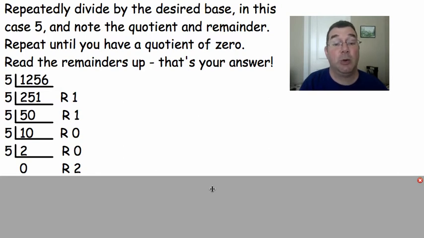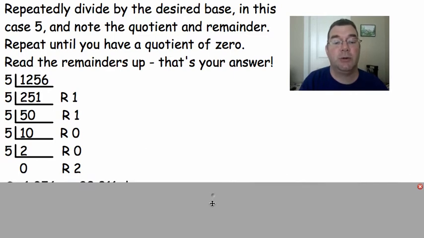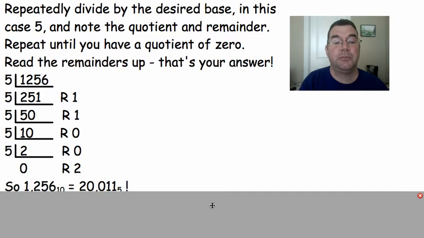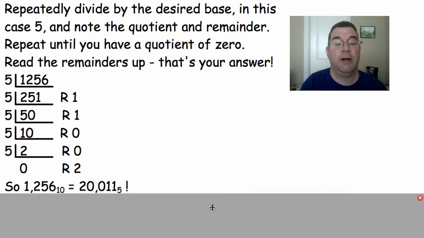So now that I've got my quotient of 0, all I need to do is look at my remainders going up. And notice how they're all between 0 and 4, just like I said. So here's how I write it. I write the base as a little subscript after the number, so that way I know what base I'm dealing with. So 1,256 base 10 is the same thing as 20,011 base 5.